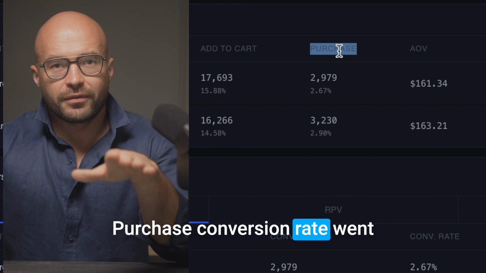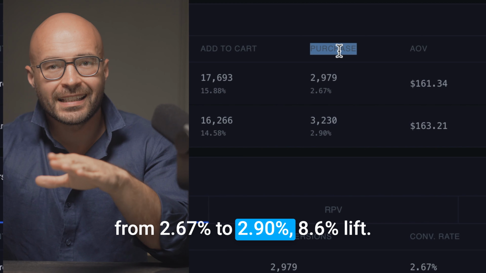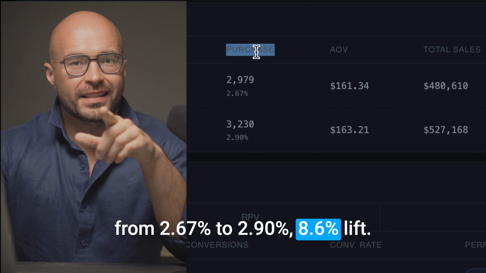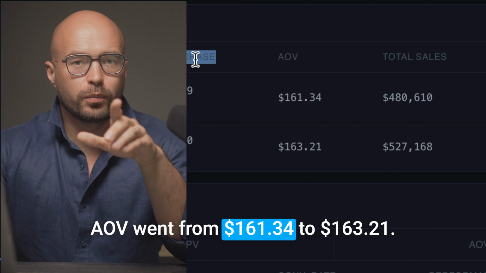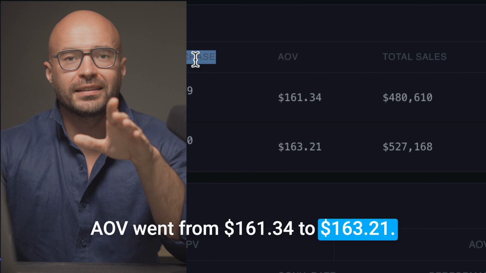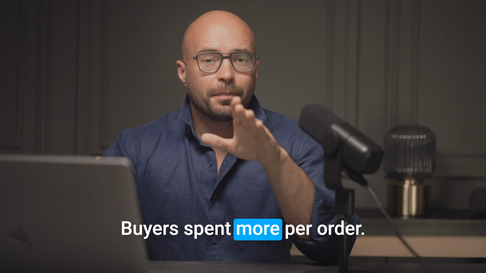Purchase conversion rate went from 2.67% to 2.90%, an 8.6% lift. AOV went from $161.34 to $163.21. Buyers spent more per order.